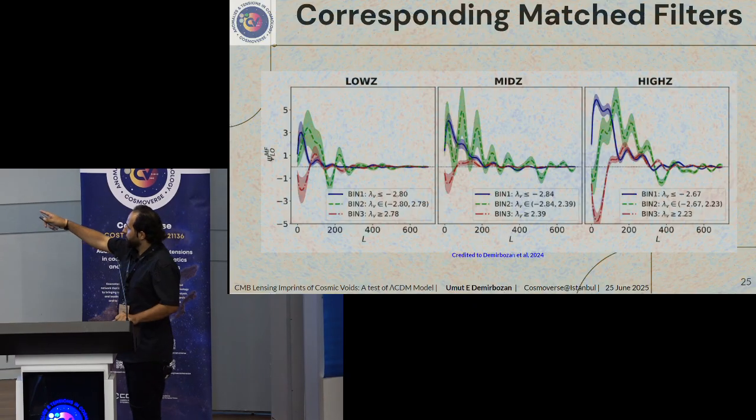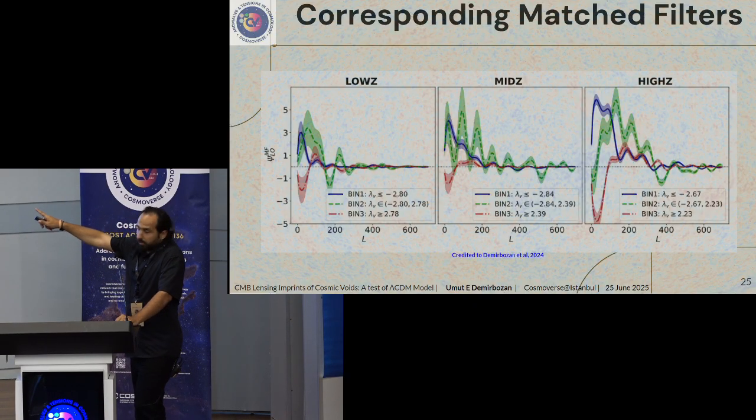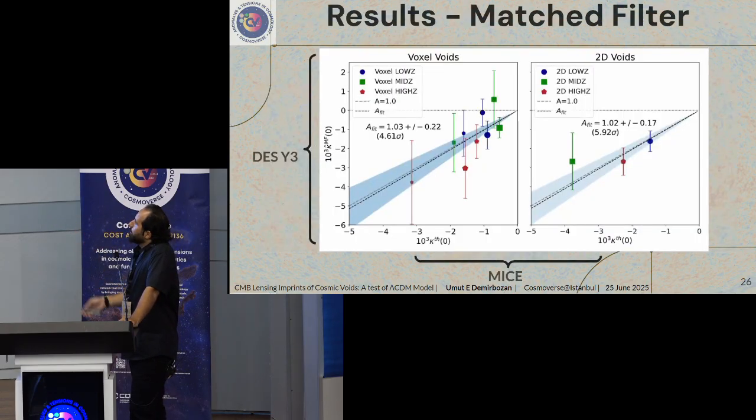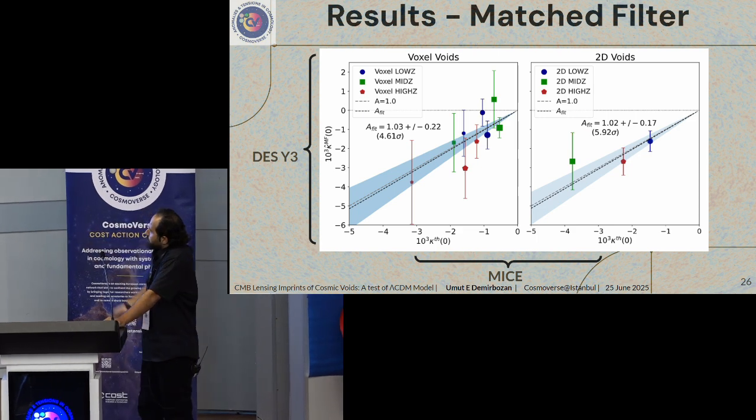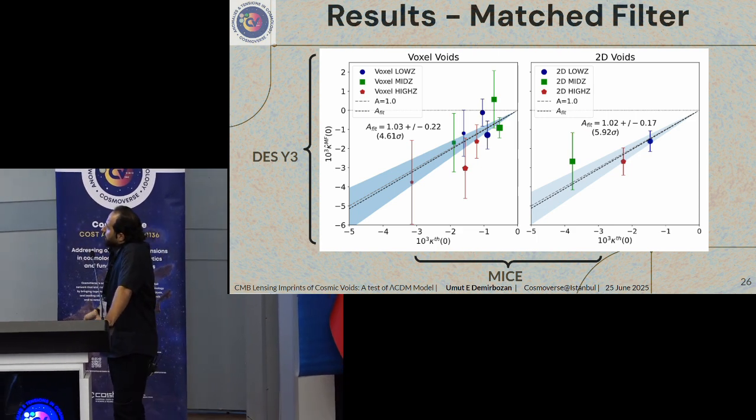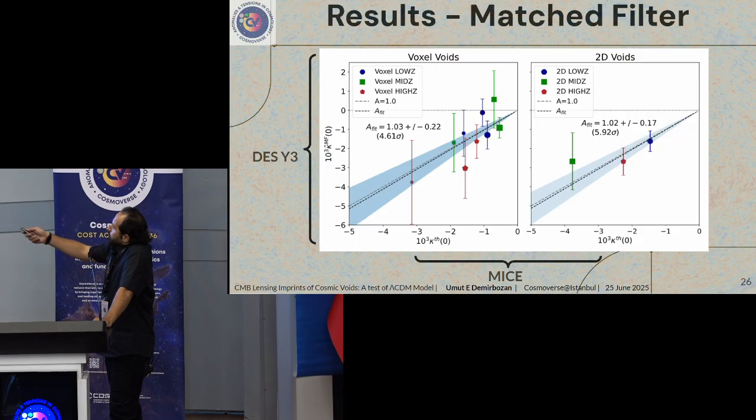So for the corresponding ones, this means the match filters are ready for each void beam. And what we do is obtain the results. On the y-axis is the DES tree, and on the x-axis is the MICE. So these are the 9 beams for Voxel. And here on the right are the 2D voids. So we get 5.92 sigma and 4.6 sigma from Voxel voids. And this is a very good agreement with lambda CDM.